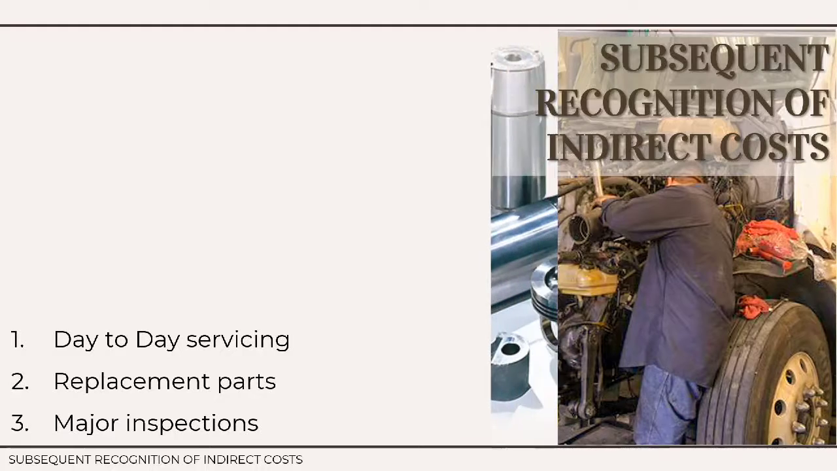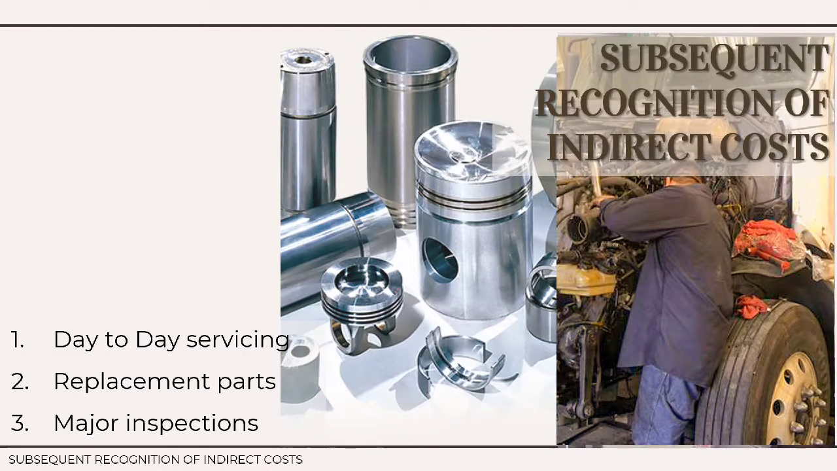Second, replacement parts. Parts of some items of property, plant, and equipment may require replacement at regular intervals or acquired to make a less frequently recurring replacement. An entity recognizes in the carrying amount of an item of property, plant, and equipment the cost of replacing part of such an item when the cost is incurred provided that the recognition criteria are met.